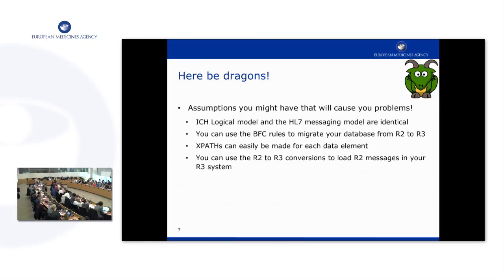Okay, here be dragons. I might have already mentioned some assumptions that you might have that will cause you problems. The ICH logical model and the HL7 model are identical. No, they're not. I just showed you an example. Logical model says the field is not repeatable. Messaging model says, yeah, you can repeat it. Why not? Okay. You can use the backwards forwards conversion rules to migrate your database. Please don't. I'll show you why later, but bad idea. Don't use the rules.